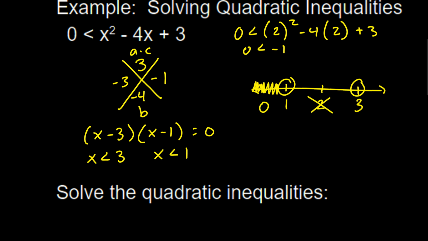Now what's the last number I could check? Should I check 3? No, that's my boundary point. Is 3 actually going to work? I know it's not going to work. Why? It's an open circle. It cannot be 3. So I never should check my boundary points. Instead, I should check a number inside this right-hand region. 4 works. So let's check 4.